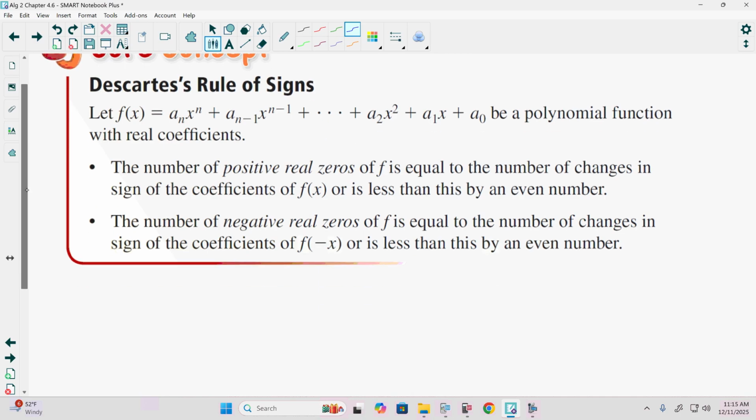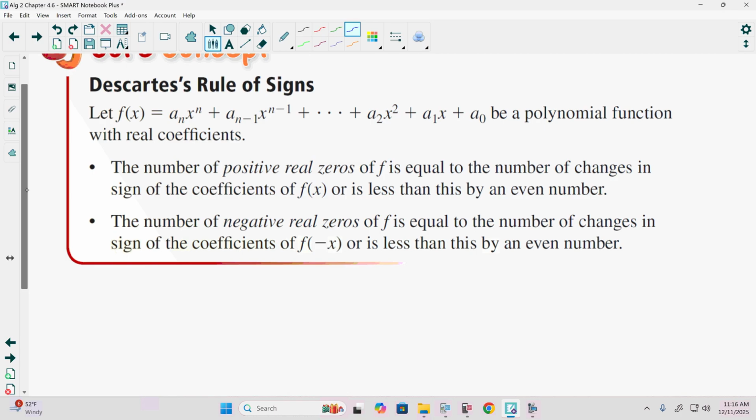The last thing we're going to look at is Descartes' rule of signs. Descartes' rule of signs tells us that for any polynomial function with real coefficients, so the numbers in front of our variables are real numbers, not i's, the number of positive real solutions is equal to the number of sign changes minus an even amount. So if we count the number of sign changes and get 6, that means we could have 6 possible positive real zeros, or 4, 2, 0, or minus it by an even amount.